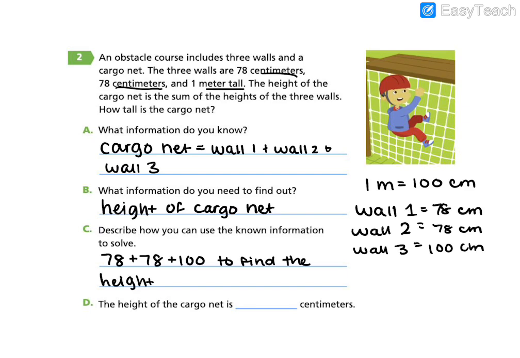All right, go ahead and solve. Add those numbers together. Right, when you added, you should have gotten 16 ones. We regroup, 15 tens, regroup, 2 hundreds. So the height of the cargo net is 256 centimeters.